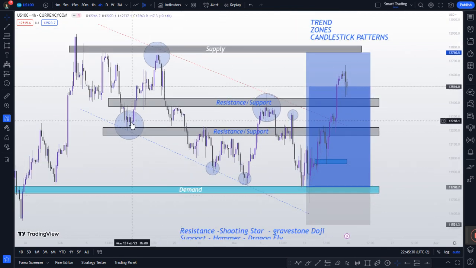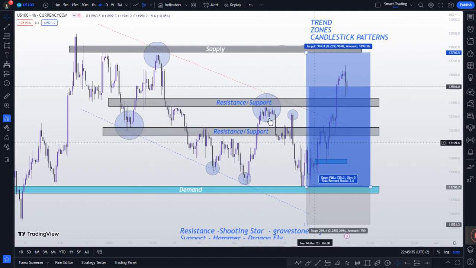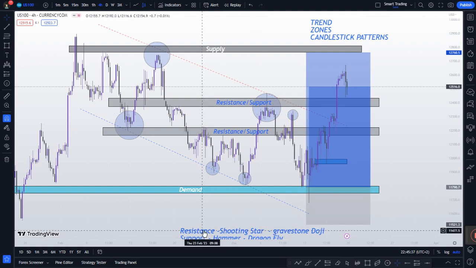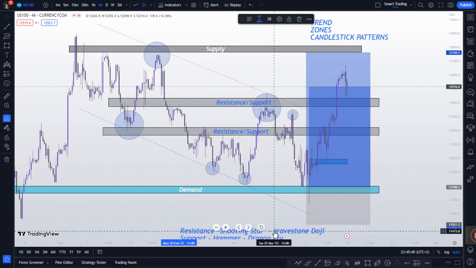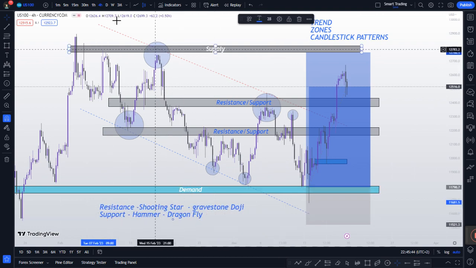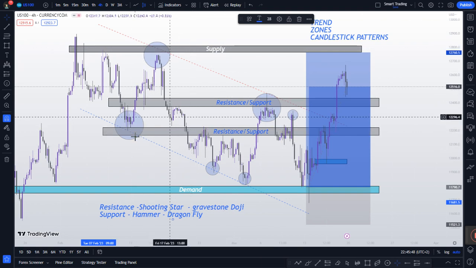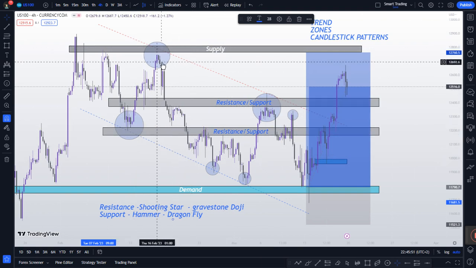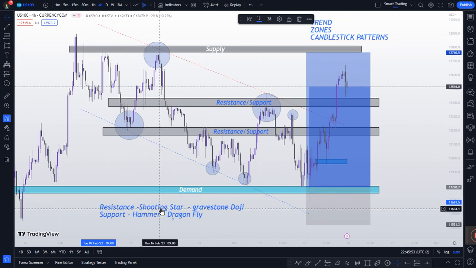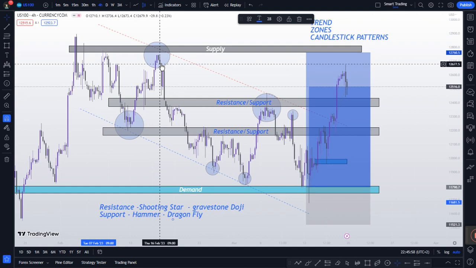As you can see, I have these circles on the touches. These circles represent where we are actually looking for these kinds of patterns. This is our resistance, and this is our support, right? A diagonal resistance, diagonal support. Here at the resistance, what are we looking for? We're looking for a shooting star or a gravestone doji, right? We have a shooting star right over here. A shooting star is a confirmation candlestick pattern of a sell, right?